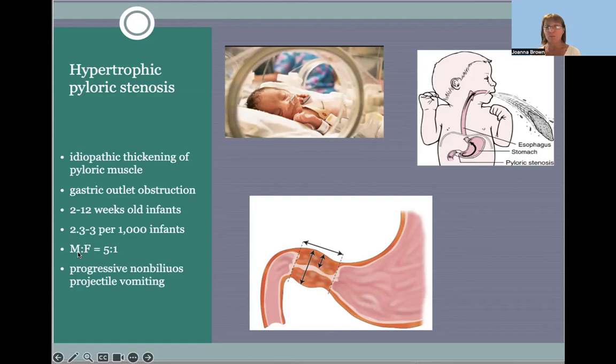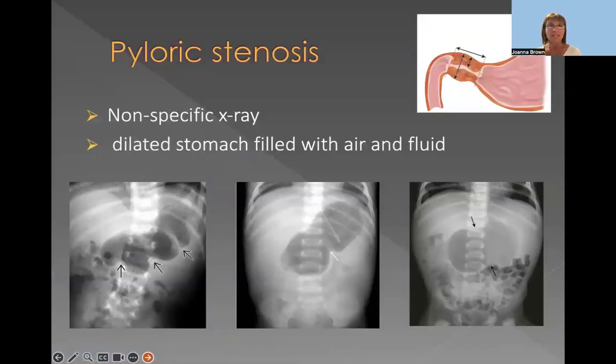Boys are more common than girls, and they present with non-bilious projectile vomiting. When you see a baby with pyloric stenosis, you will know because the vomiting is so characteristic. On the X-ray, we will see a stomach which is distended and can be filled with air and fluid, in different shapes, as you can see here on the X-rays in pyloric stenosis.